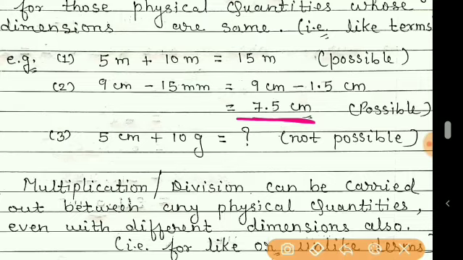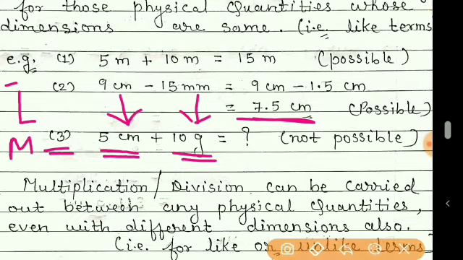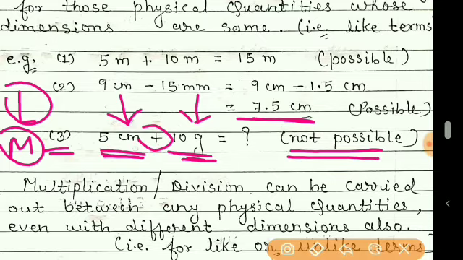Next is about 5 centimeter and 10 gram. So students, see, this is having different dimensions. Centimeter is having dimension L, gram is having dimension of mass. So as here there are different dimensions, these two cannot be added. So this type of addition, or if there is a minus sign here, that is subtraction, then even that is not possible. I hope you understood this.